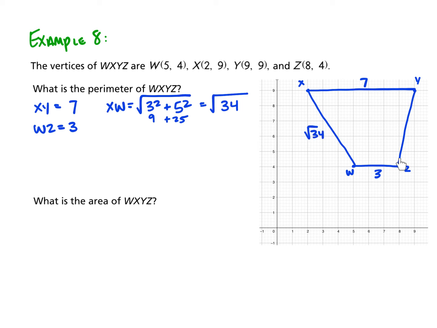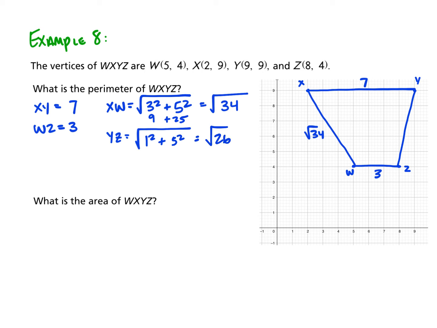And then YZ, let's do that distance right now. YZ is going to be the square root of, let's see here. From Y to Z, the x's are different by 1, so that's going to say 1 squared. And the y's are different by 5, 9 and 4. So the square root of 1 squared plus 5 squared is the square root of 26.